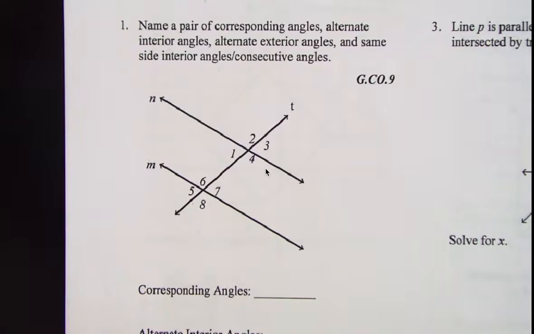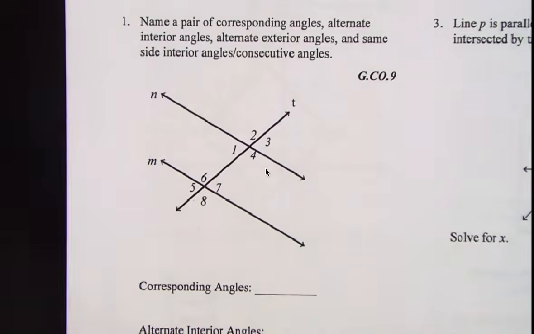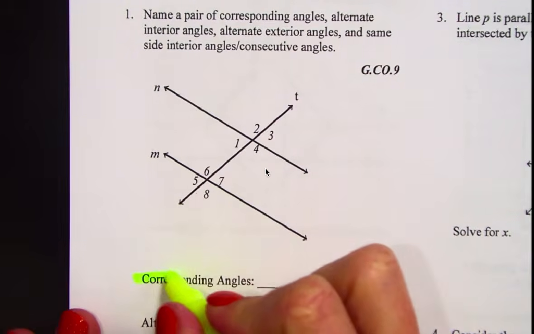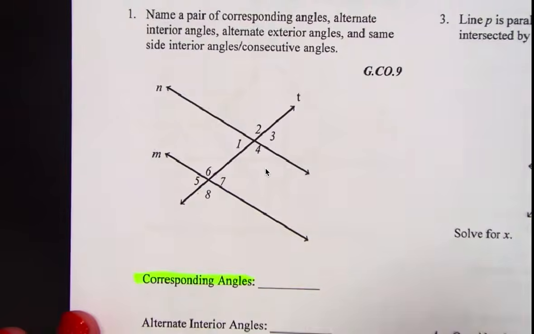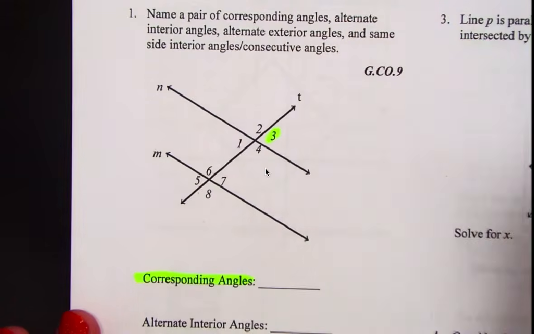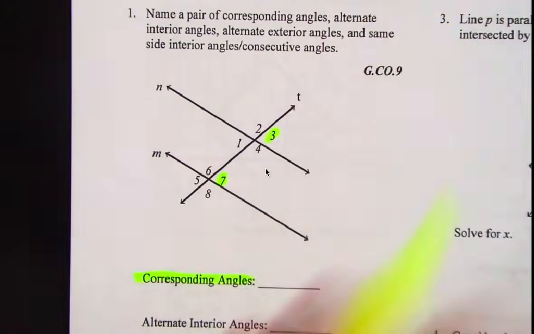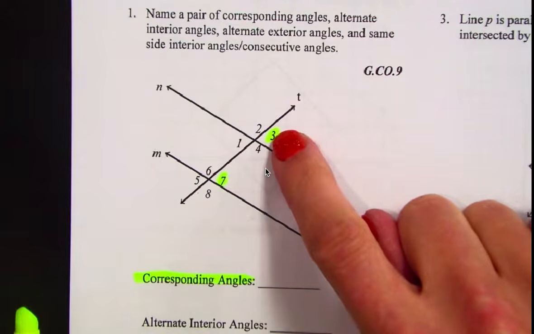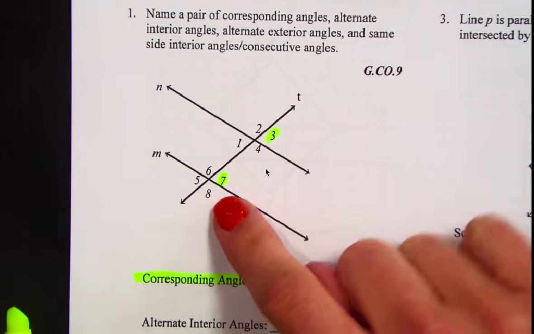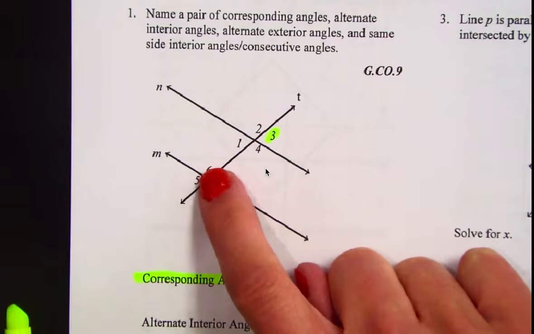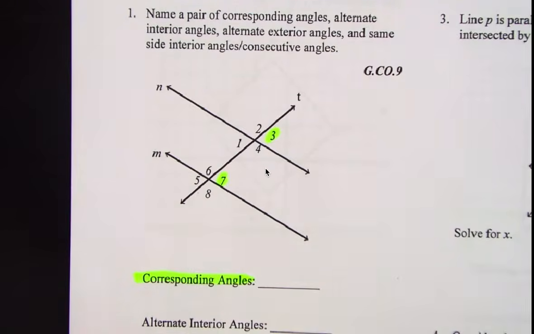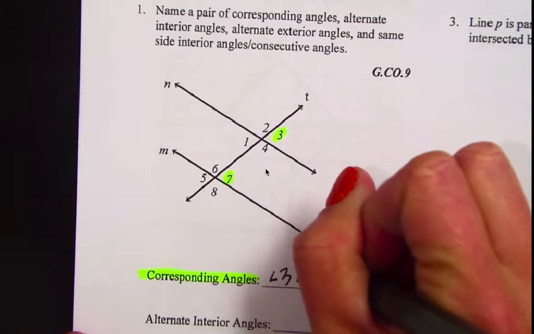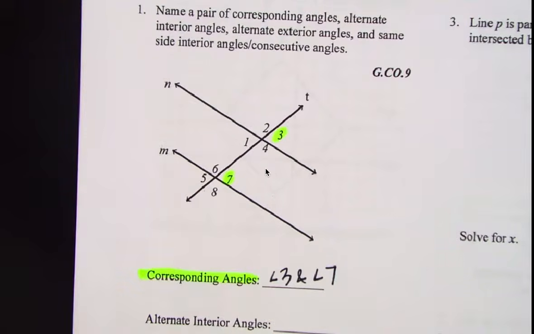One, we're going to start by naming a pair of corresponding angles. So corresponding angles are the angles that correspond with one another. An example of that would be angle 3 and angle 7, because angle 3 is above the parallel line and to the right of the transversal. Angle 7 is also above the parallel line and to the right of the transversal. So angle 3 and angle 7 would be a pair of corresponding angles.